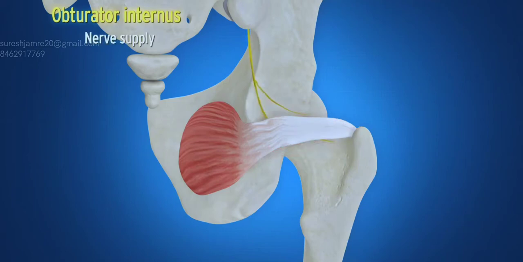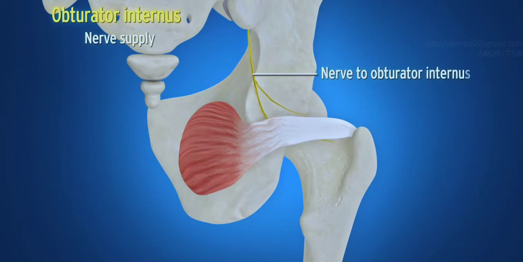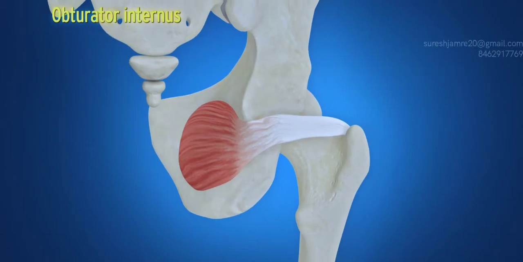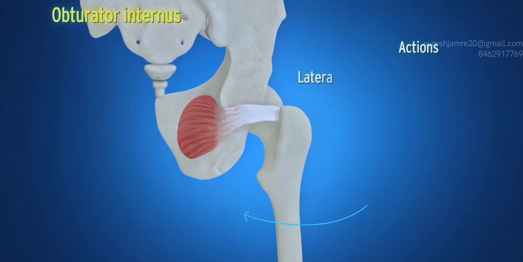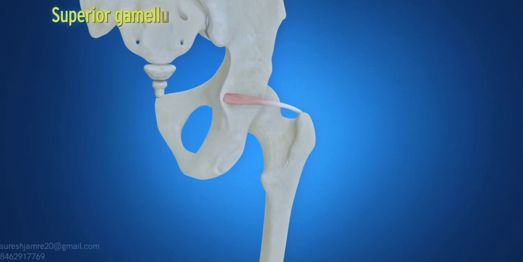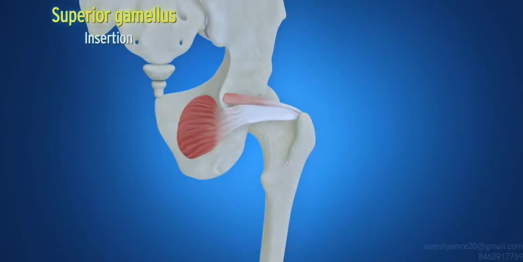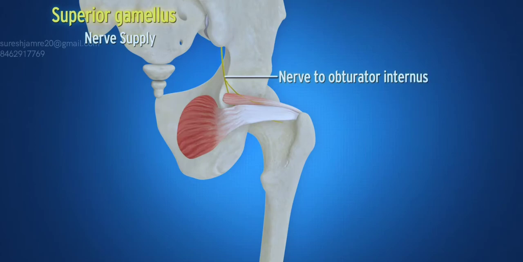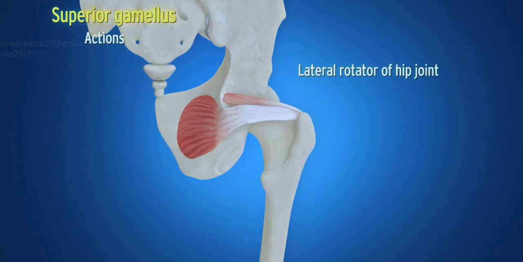Nerve supply. Nerve to obturator internus. Actions. Lateral rotator of hip joint. Superior gemellus. Origin. Spine of ischium. Insertion into the upper margin of tendon of obturator internus. Nerve supply. Nerve to obturator internus. Actions. Lateral rotator of hip joint.